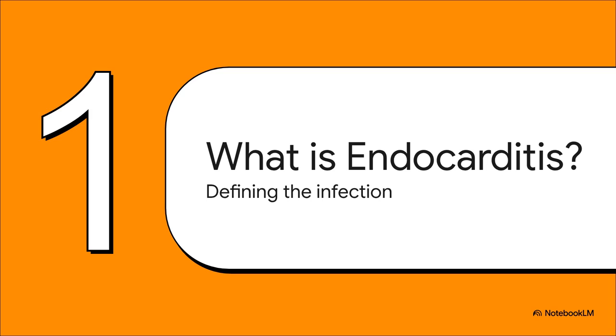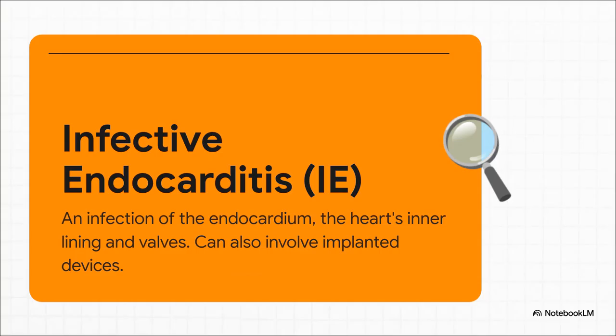All right, first up, the target. Let's define exactly what we're dealing with. So, what is infective endocarditis? At its very core, infective endocarditis, or IE, is an infection of the endocardium. And what's that? It's just the inner lining of the heart's chambers and, most importantly, the heart valves. But it's not just about the natural heart structures. This infection can also set up shop on things like pacemakers or other implanted devices.